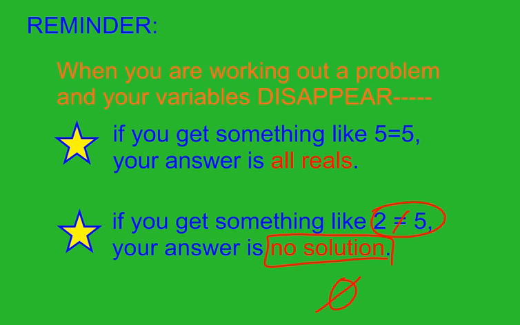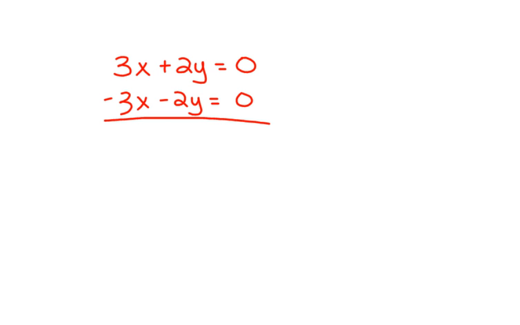The other thing that can happen to you is you can be working on a problem, let's say you're solving, let's keep it in elimination. And I go here, and when I add them up, I get 0 equals 0. Well, this is a true statement. 0 does equal 0. And sometimes when you do it with substitution, you'll end up with 5 equals 5.